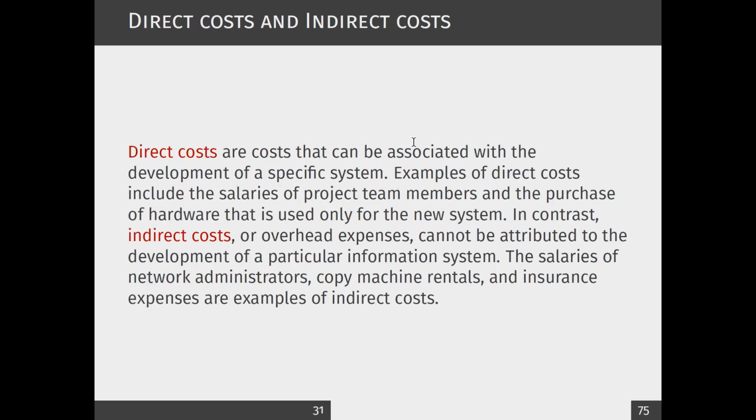Then we have direct and indirect costs. Direct costs are costs directly related to the development of the system. For example, salaries of the project members, purchase of hardware. But indirect costs we cannot attribute to the development of the system. For example, salaries of network administrators will not be direct. Other examples are copy machine rentals and insurance expenses. They are called indirect costs.